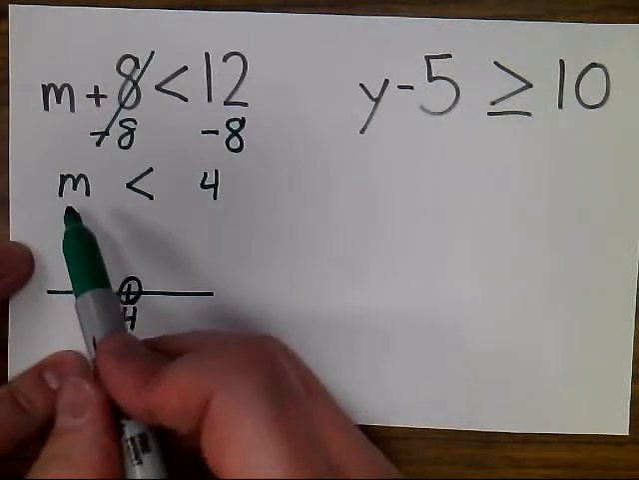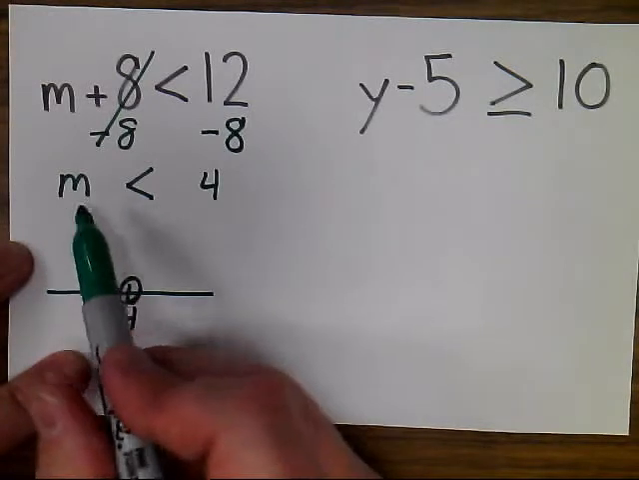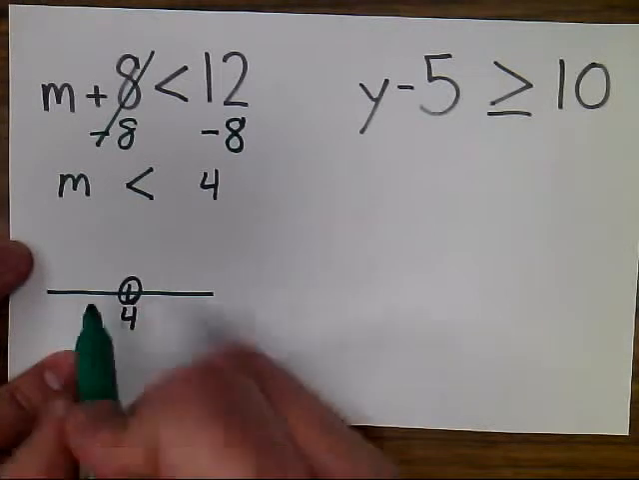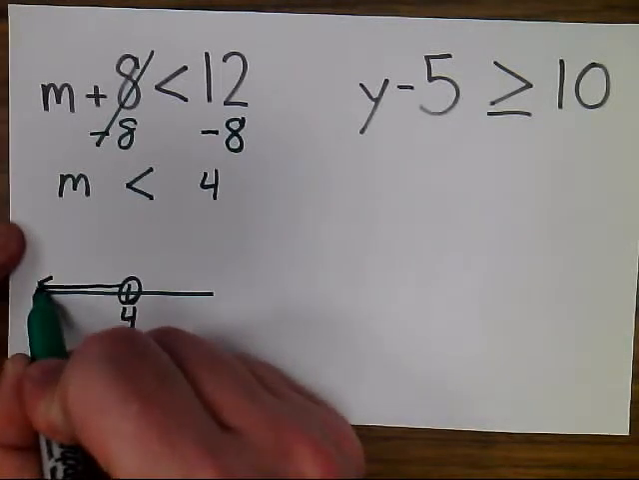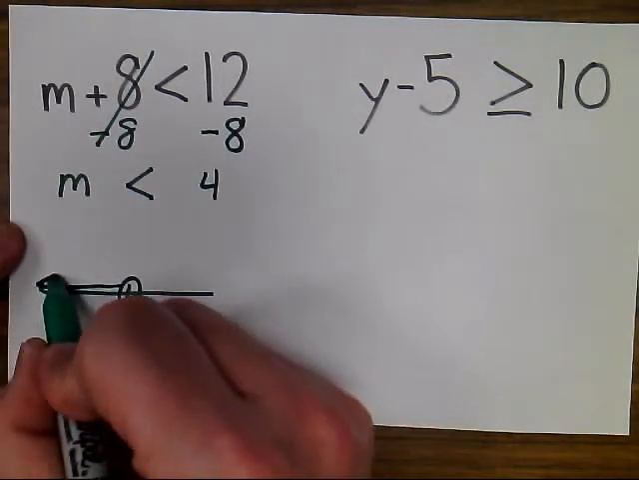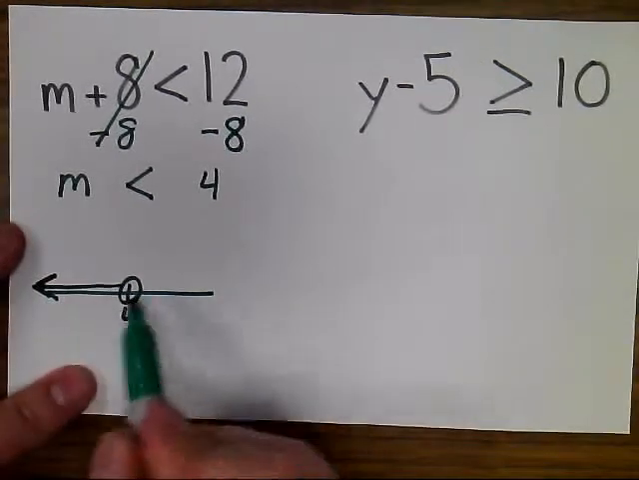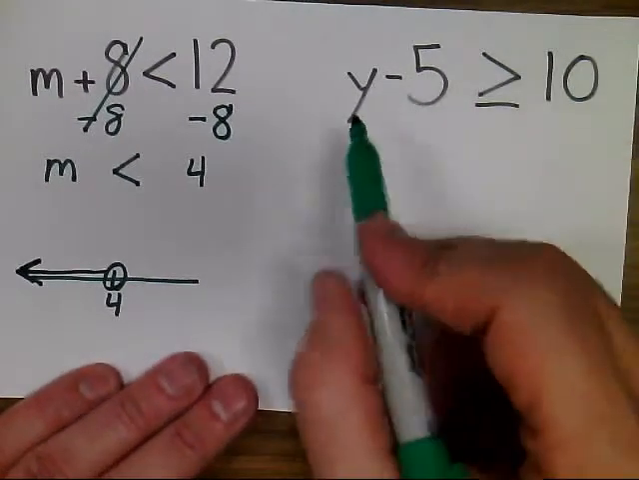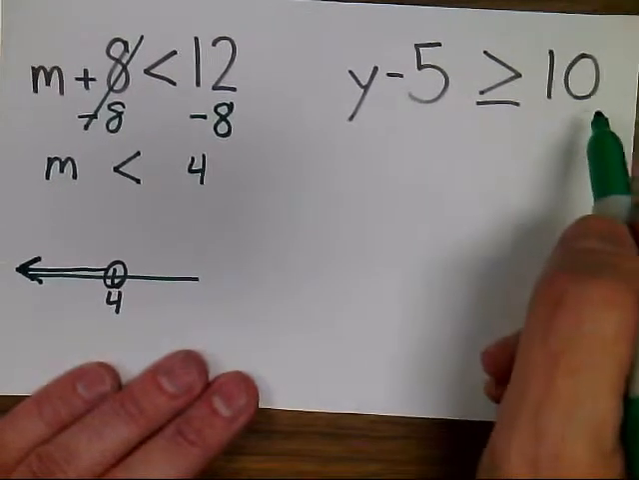Now I'm going to think of numbers that could fall into that solution set. 2, 3, negative 4. Those are all numbers smaller than 4. So my arrow will point to the left, and that's going to show me all the members of that solution set. Here, y minus 5 is greater than or equal to 10.